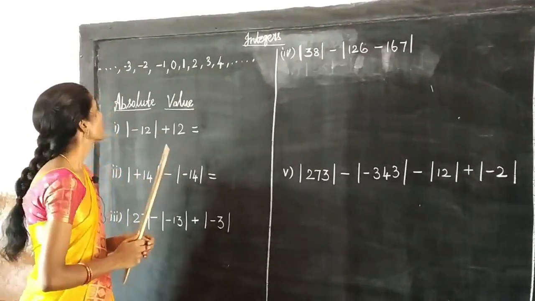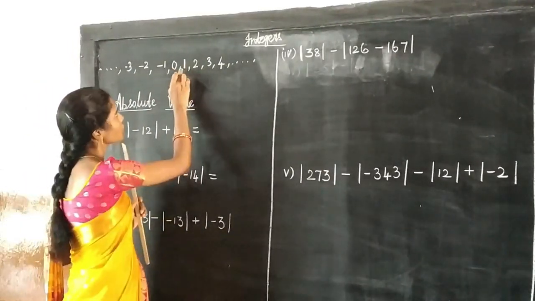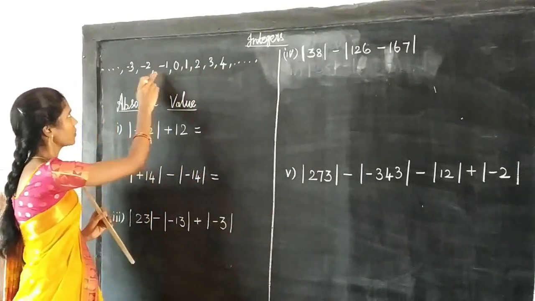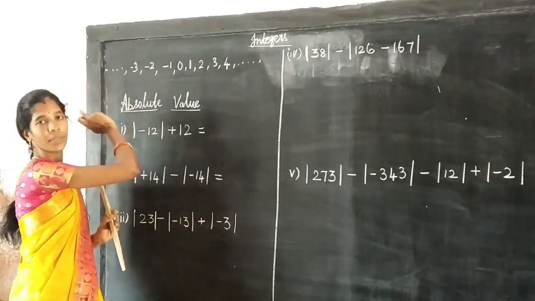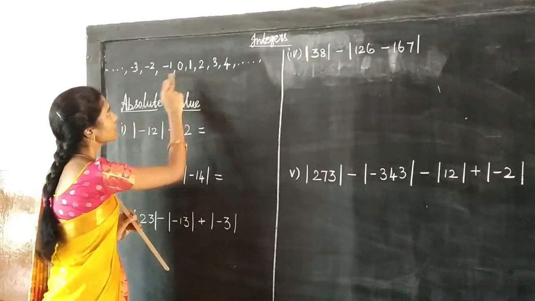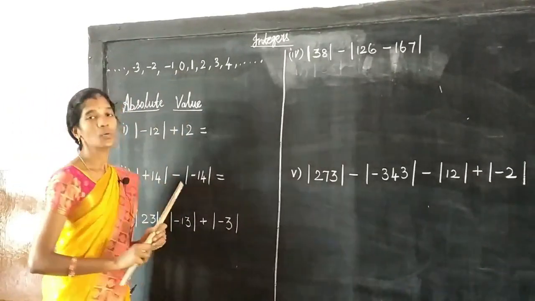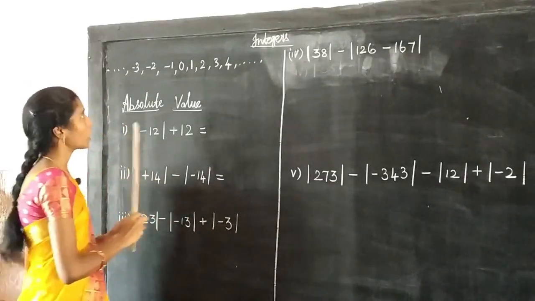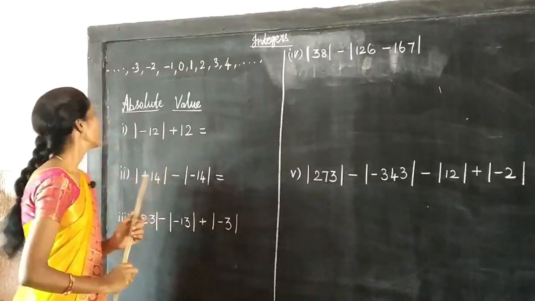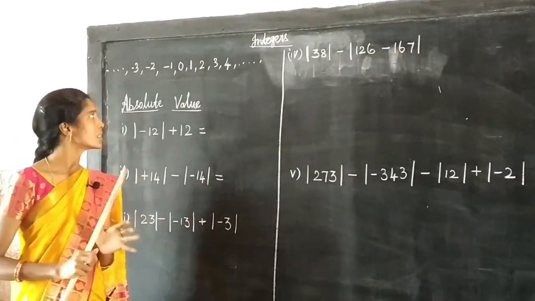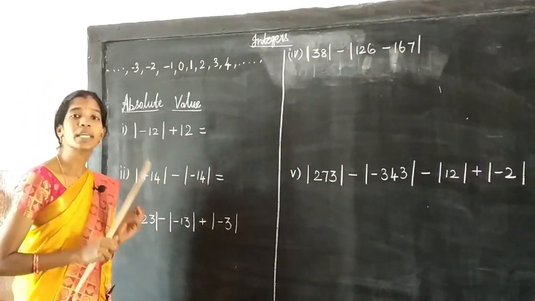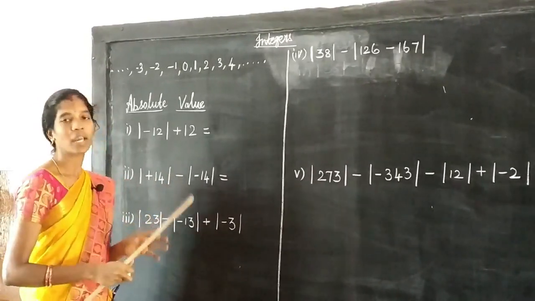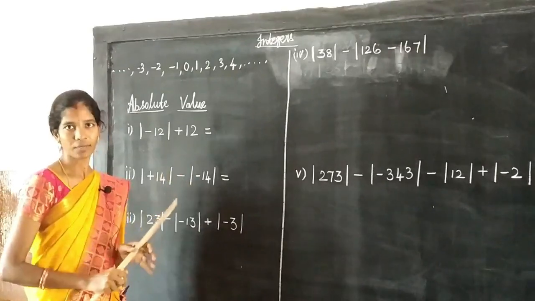Here the numbers 1, 2, 3, 4 are called positive integers and -1, -2, -3 are called negative integers, and 0 is neither positive nor negative. Next, absolute value of an integer. Absolute value of an integer is its numerical value regardless of its sign. So, without the sign we have to write only the numerical value.